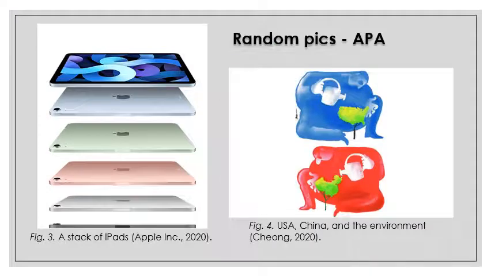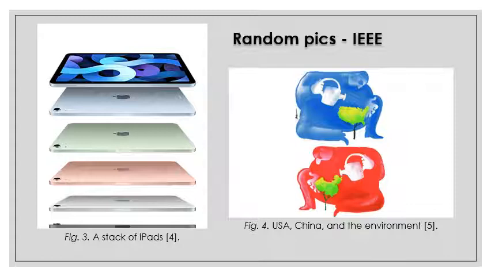Here are a few random pictures in APA referencing style. We see the stack of iPads from Apple Inc. 2020. We see Fig 4, USA, China, and the Environment. That's from Denson Chong in Straits Times. You see, they are watering their country. In IEEE, we simply have the square brackets instead of the citation, square bracket 4, even though it's Fig 3, because earlier I had table 1 that took number 1.